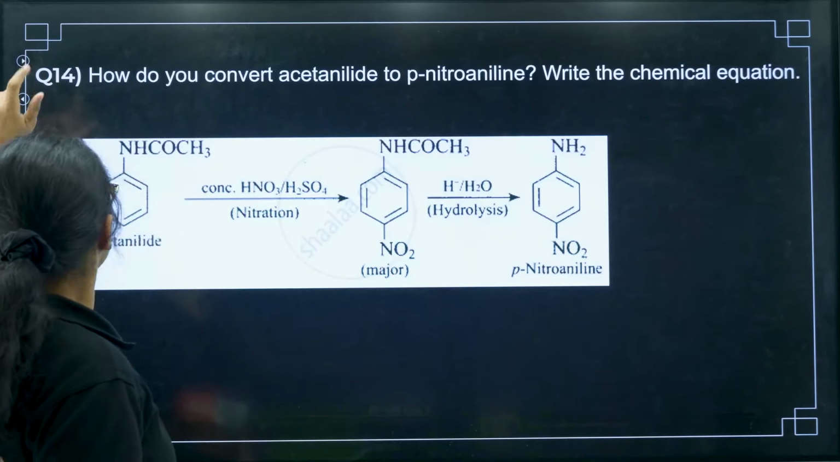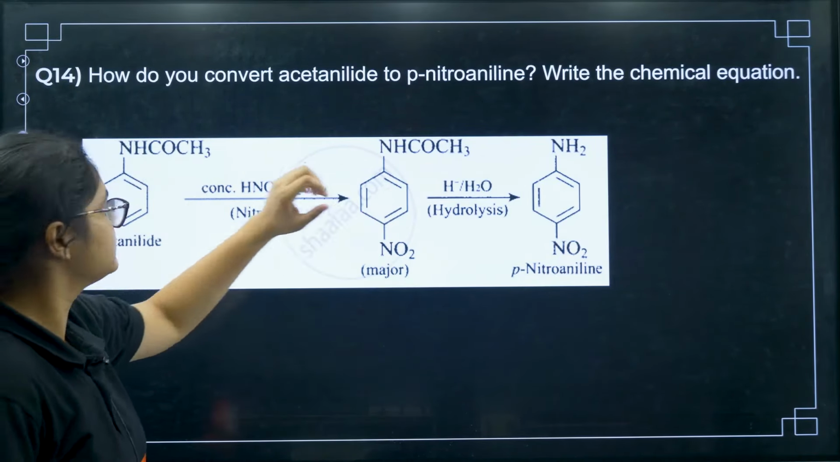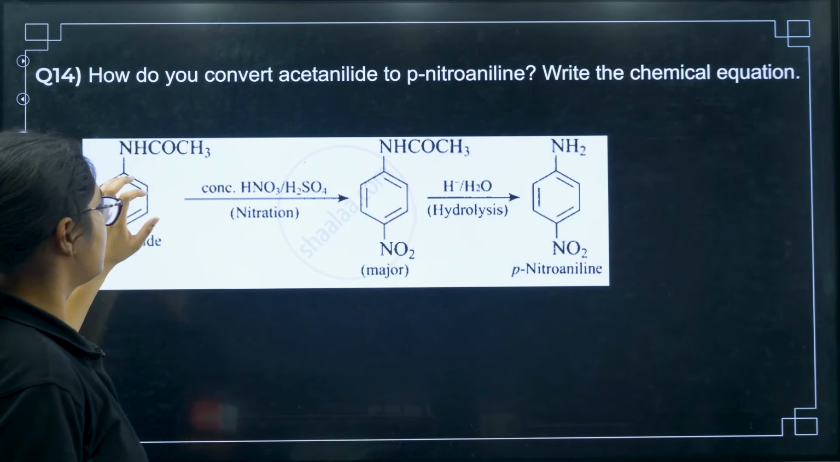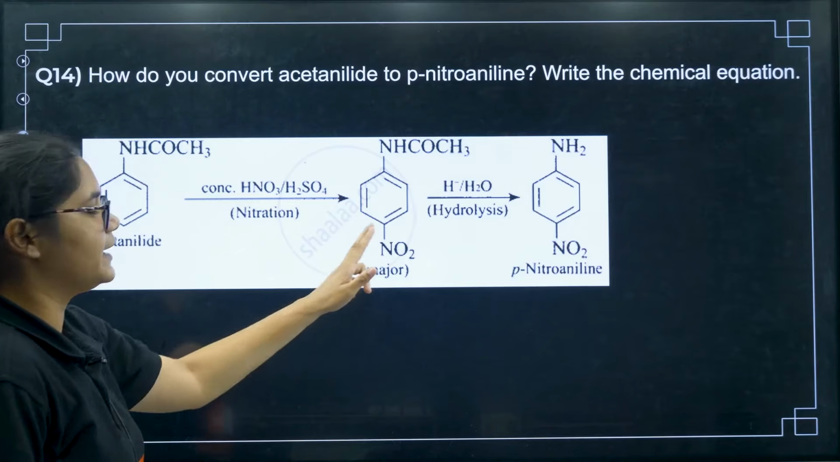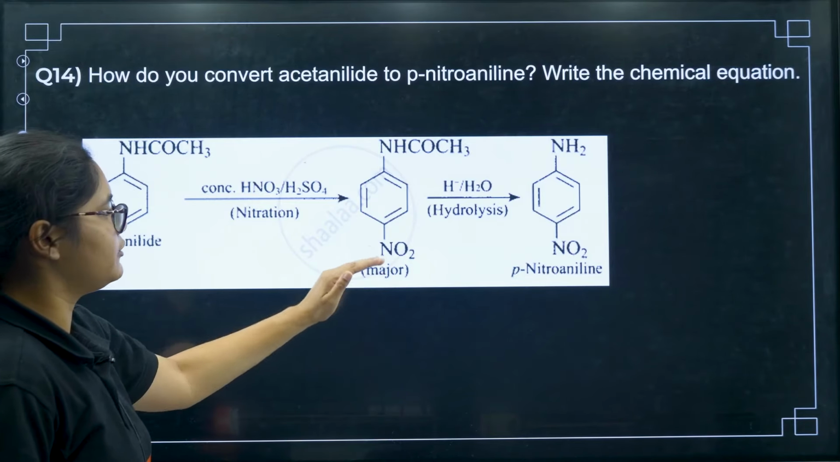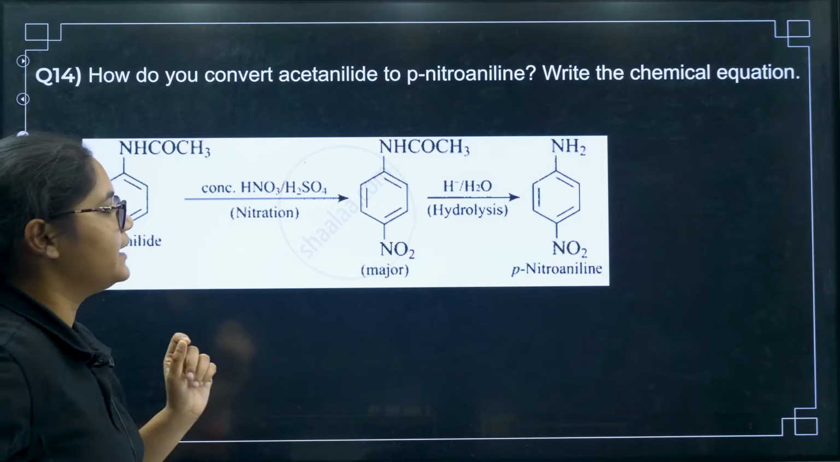Okay. Next, how do you convert acetanilide to paranitroaniline? So this is your acetanilide, and once you treat it with concentrated HNO3 and H2SO4, you will get paranitroacetanilide. Then to get back your NH2, you can treat it with OH minus and H2O.